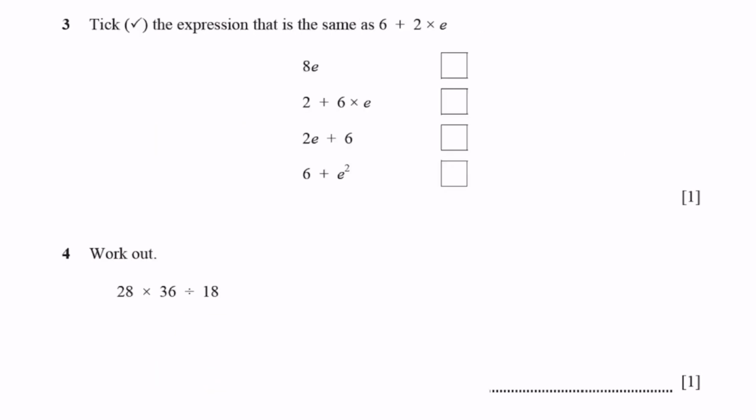Question 3. Take the expression that's the same as 6 plus 2 into e. That means we do 2 into e first. So 2e, and we add 6. So 2e plus 6, which is that. That's the answer.